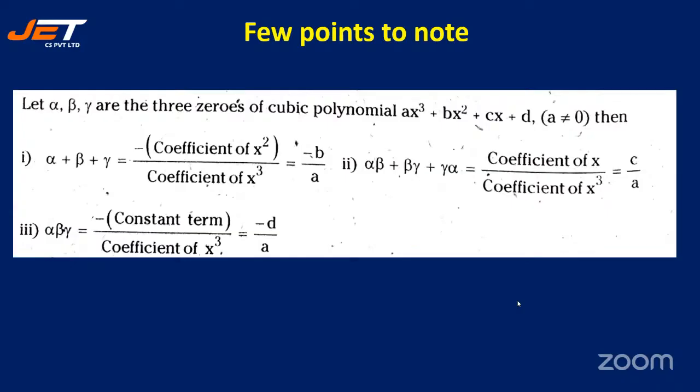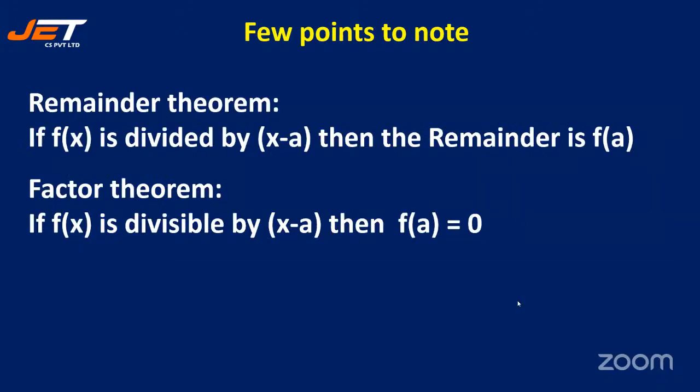And we have alpha, beta, gamma, the three zeros of a cubic polynomial ax cube plus bx square plus cx plus d, where a is not equal to 0. Then alpha plus beta plus gamma will become minus b by a. Alpha beta plus beta gamma plus gamma alpha will be c by a. Alpha beta gamma will become minus d by a.